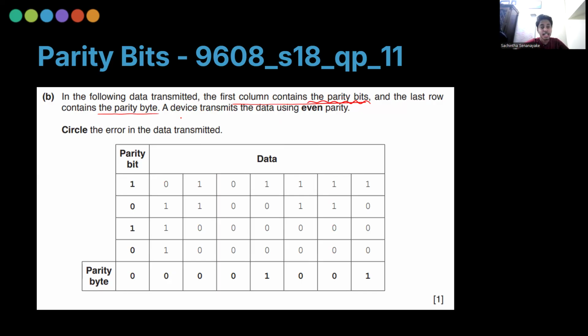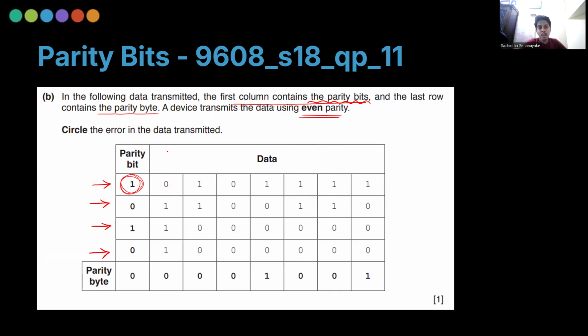The first column contains the parity bits and the last row contains the parity byte. The device transmits the data using even parity. Now what happens, guys, is think about each row separately, first of all. Here they are saying that if you take a look at each row separately, each row acts as a byte where the first bit of that row's byte is the parity bit for that row. Do you understand? So the first column contains the parity bits for each row, you can imagine, right?